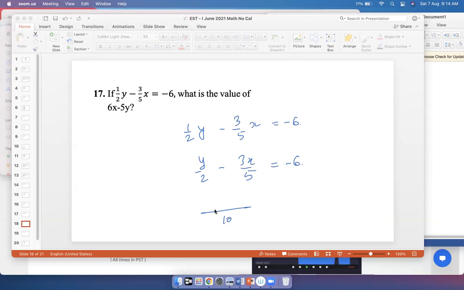So multiply by 10, that is 2 into 5. So 5y minus 6x is negative 60. So 6x minus 5y will be plus 60. So it's plus 60.